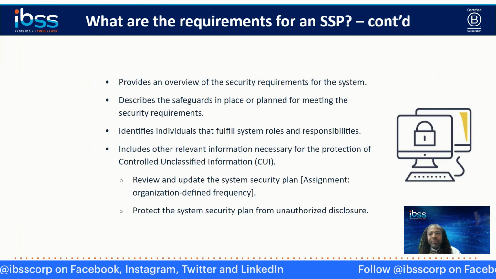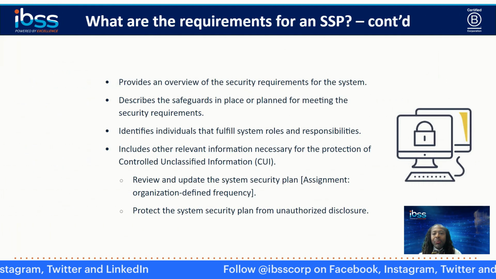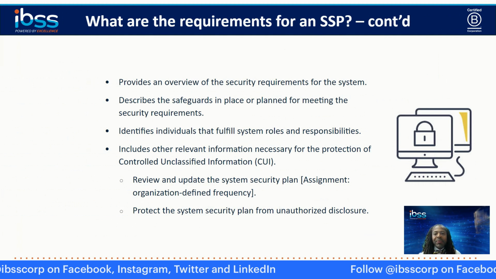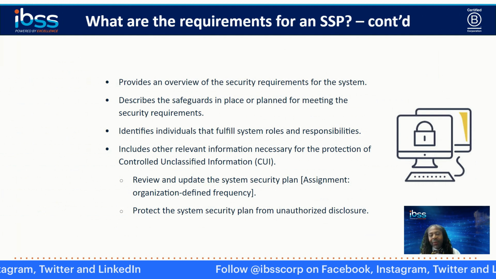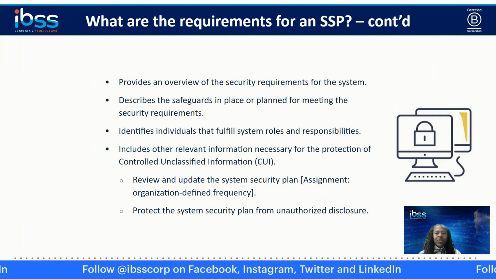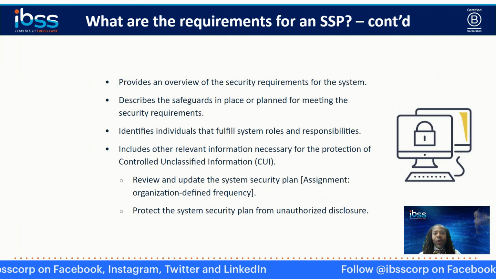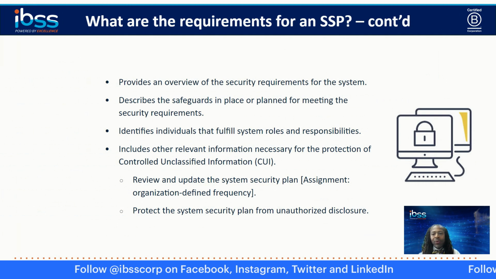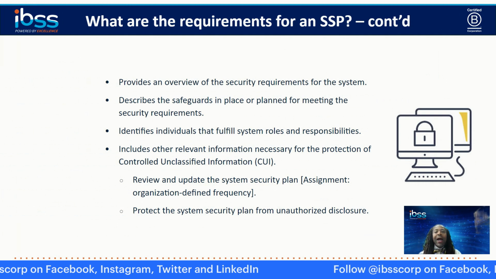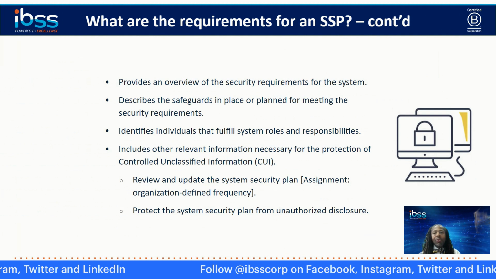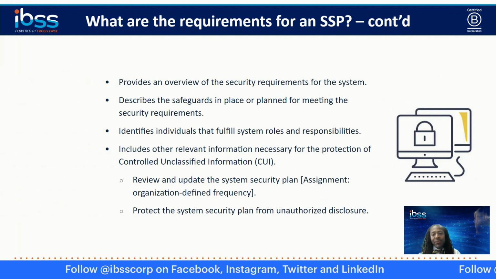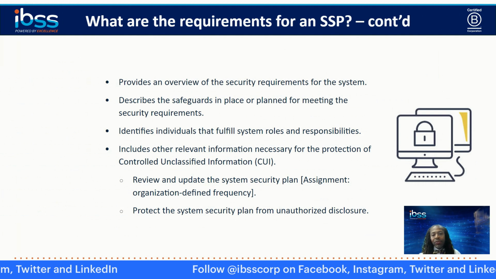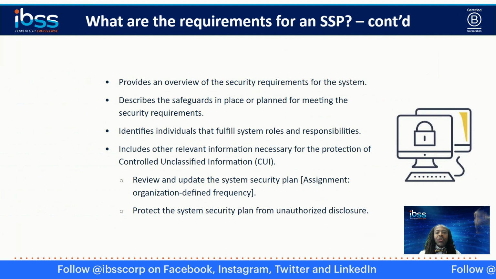And there are more requirements. The SSP should provide an overview of the security requirements for the system. Here I'll just speak briefly about the difference between a requirement and a control. The SSP is supposed to provide an overview of the security requirements. NIST Special Publication 800-171 lists the requirements. How you meet those requirements are called the controls, or as we talk about in the second bullet, the safeguards. So your SSP should describe those safeguards that you have in place or you plan to put in place to fulfill those security requirements.